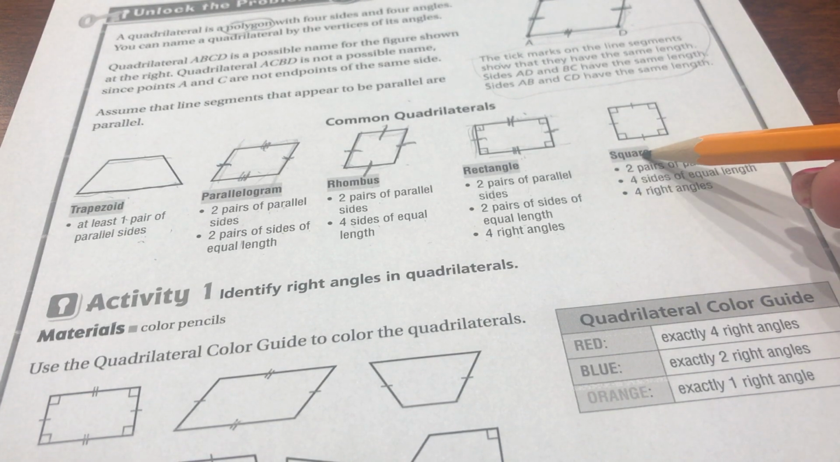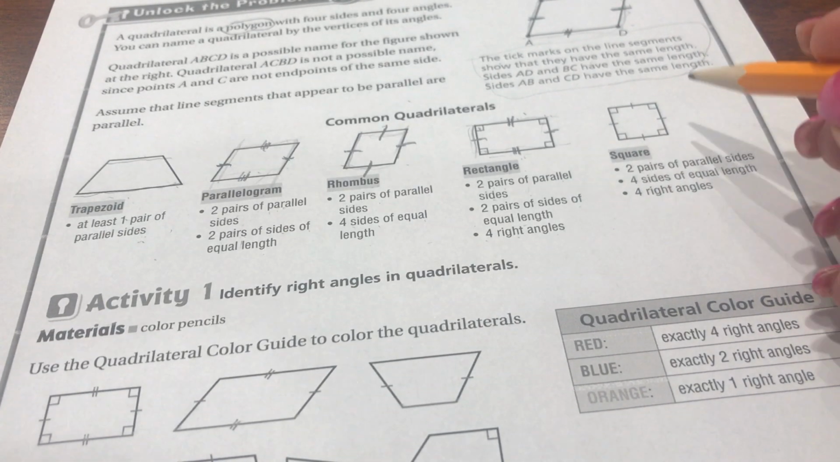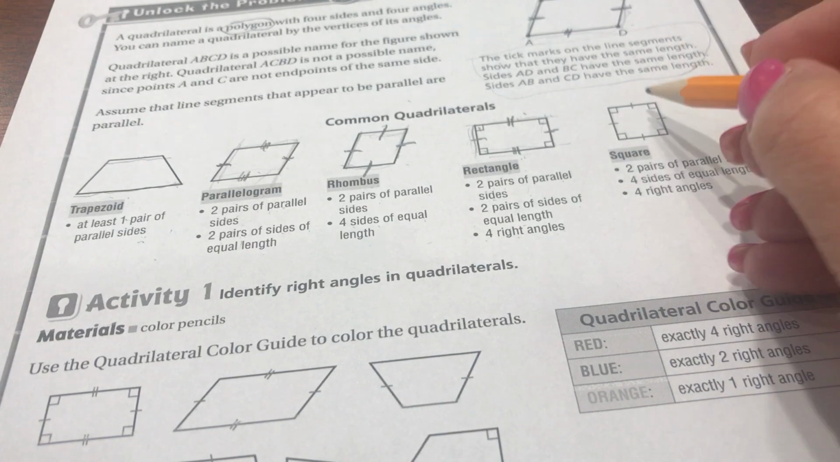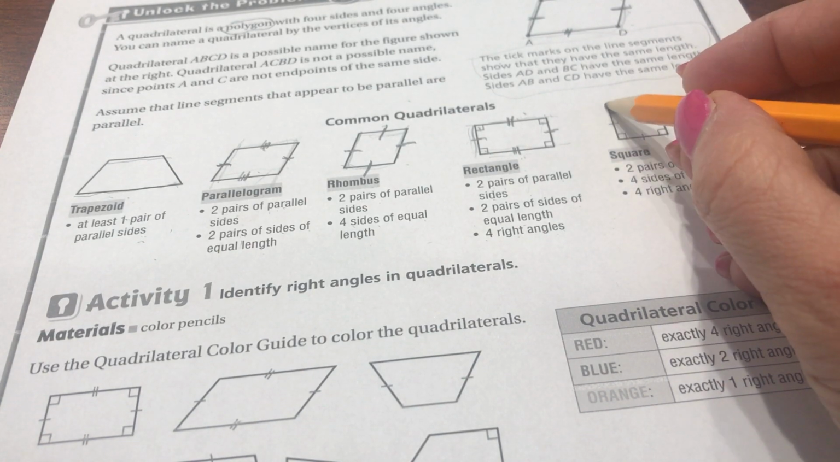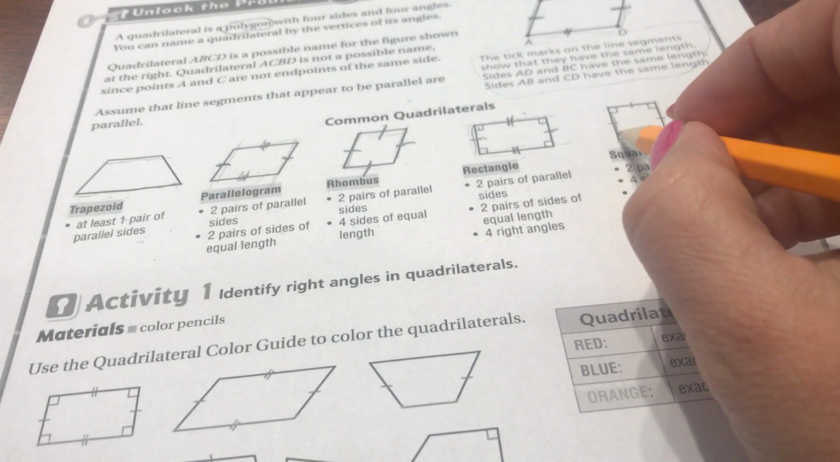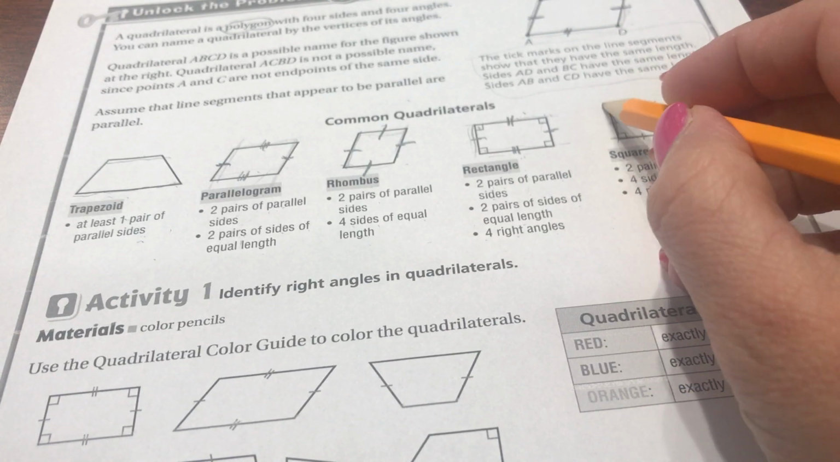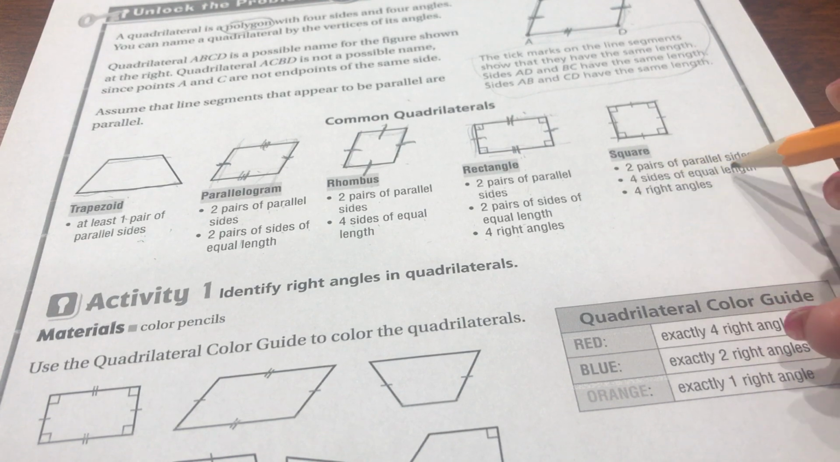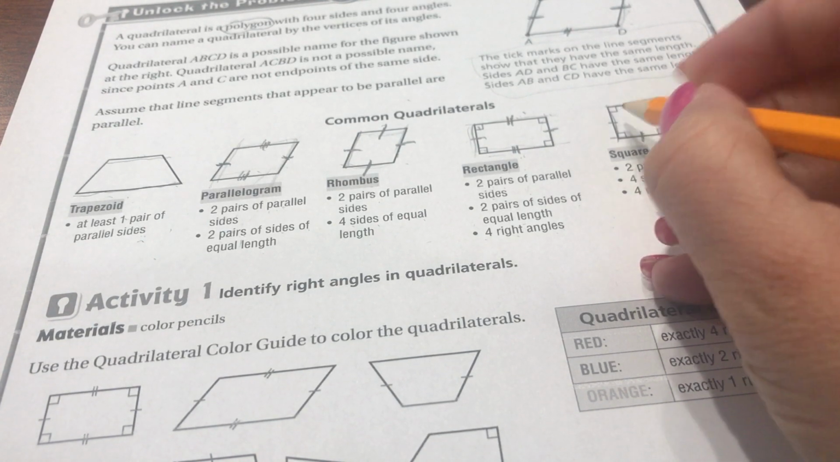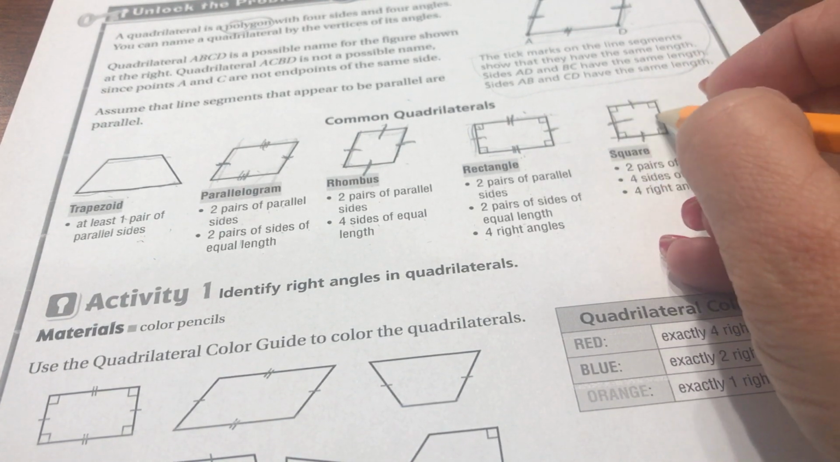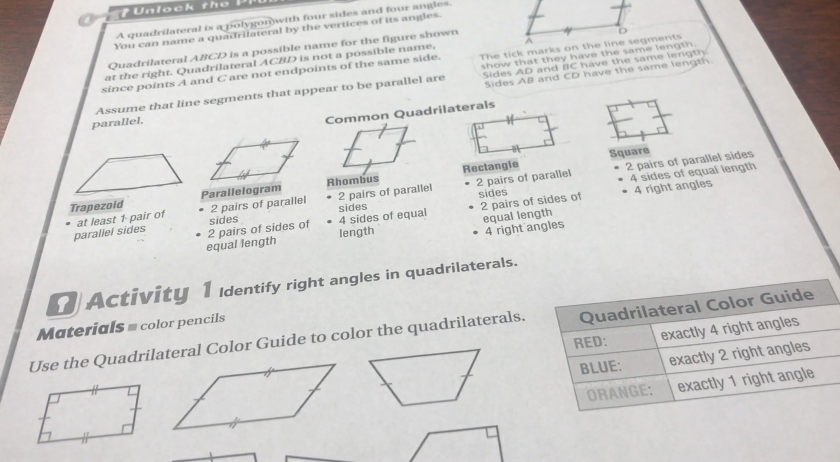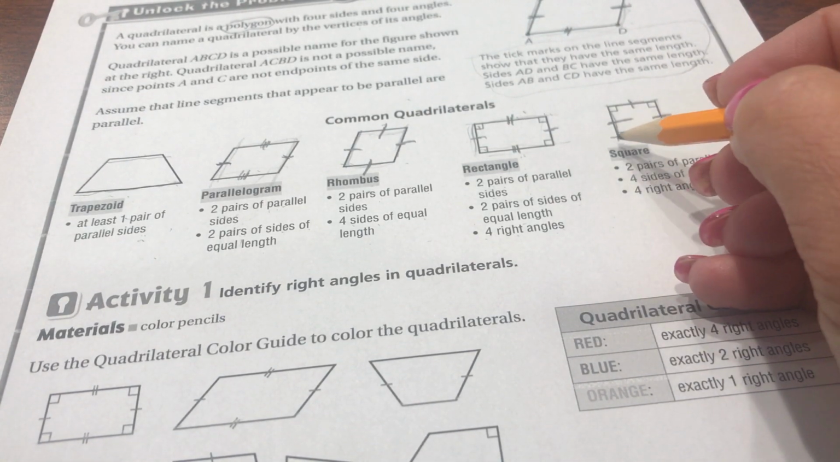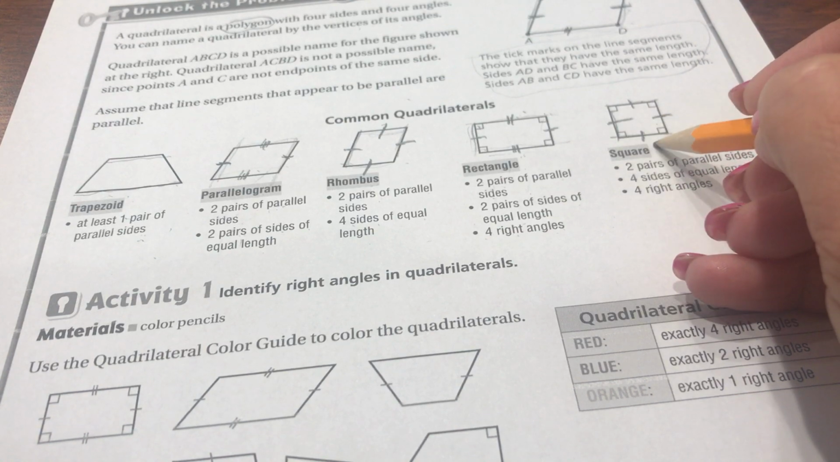Now, a square. A square, you have to have two pairs of parallel sides. So again, here's one pair of parallel sides, and going horizontally, here's the second pair of parallel sides. And you have to have four sides of equal length. Well, notice they all have single little tick marks. That means all those sides are equal in length. And you have to have four right angles.